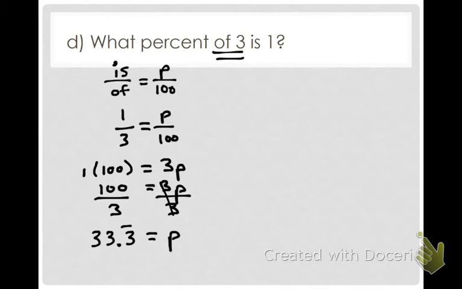Should I just leave it as 33.3 repeating? No. What do I need? A percent sign. So make sure you put that percent right there, and that is your answer. Okay, 33.3%.